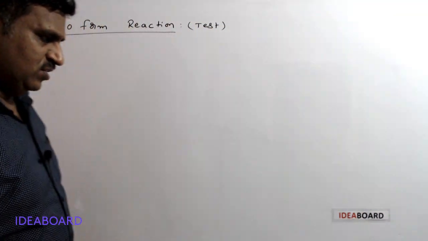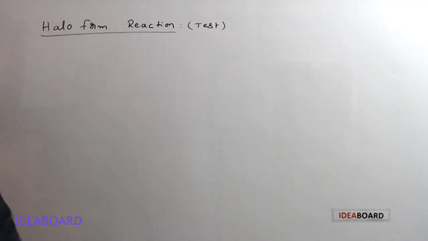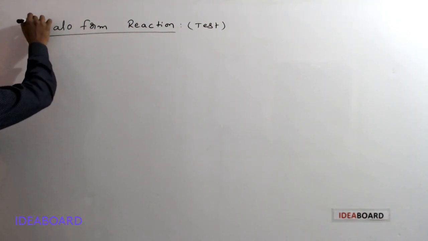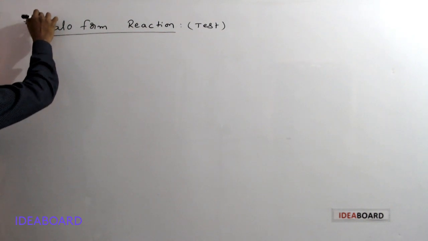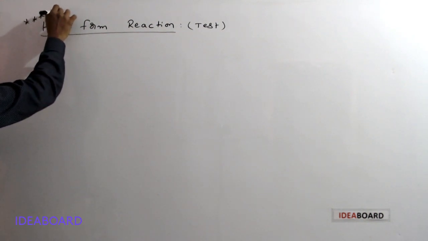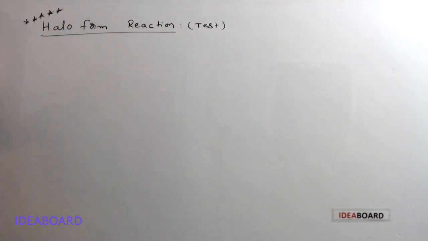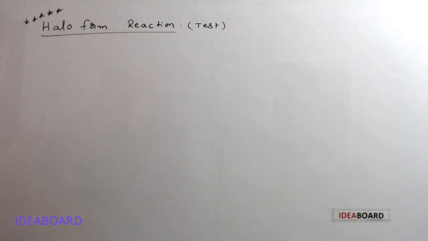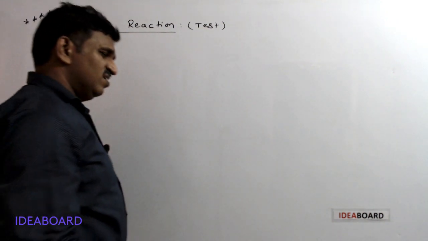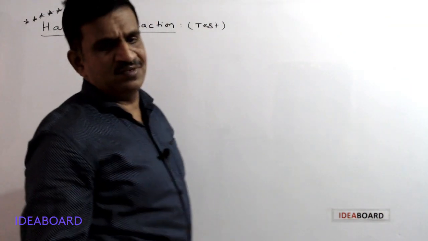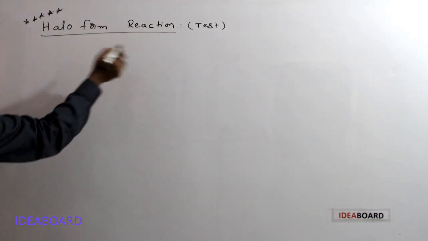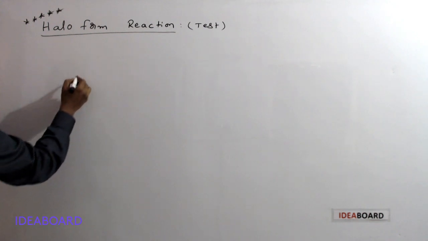The next reaction is the haloform reaction, also called the haloform test. It is the most important one. Very important. Sometimes they give it as a haloform test, or sometimes as an iodoform test also. So please remember, this is very important. What is this haloform reaction or haloform test?